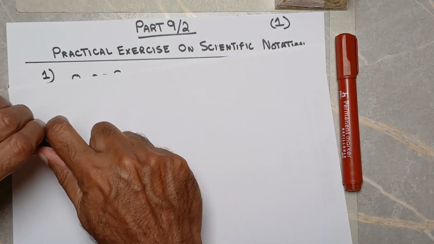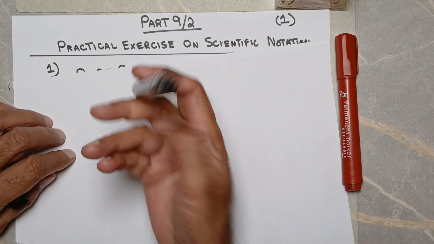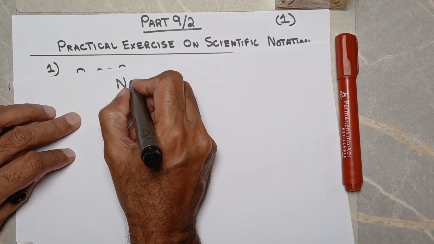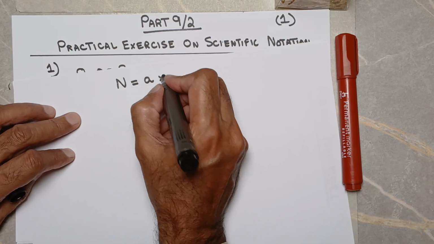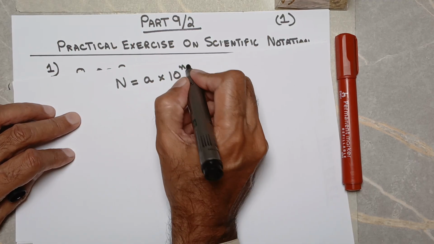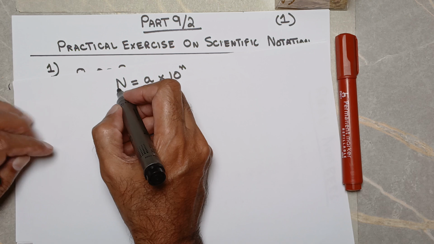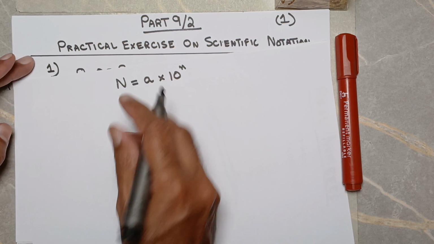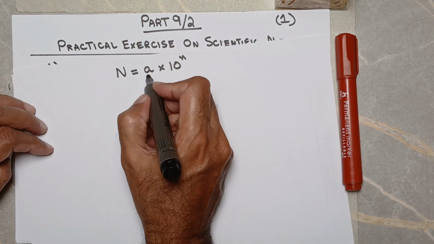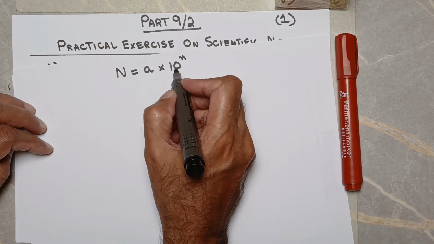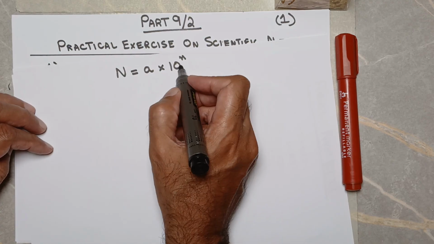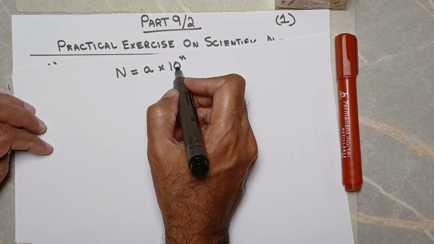Scientific notation is best represented as N is equal to a multiplied by 10 raised to the power n. This N could be a large value or a very small value. And this a is your decimal representation part, and 10 raised to the power n. Scientific notation is always based on the powers of 10.